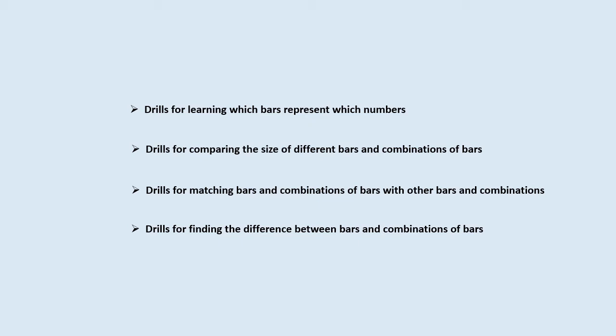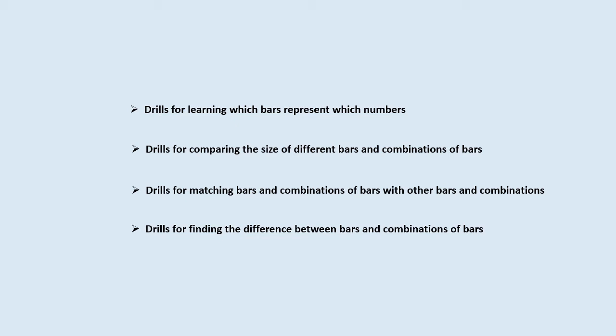Now here are some drills on comparing the size of different bars and combinations of bars. Starting with a 2-bar comparison. Pick up any 2 bars and ask your child which is bigger. Then pick up any 3 bars and ask your child which is the biggest and which is the smallest.